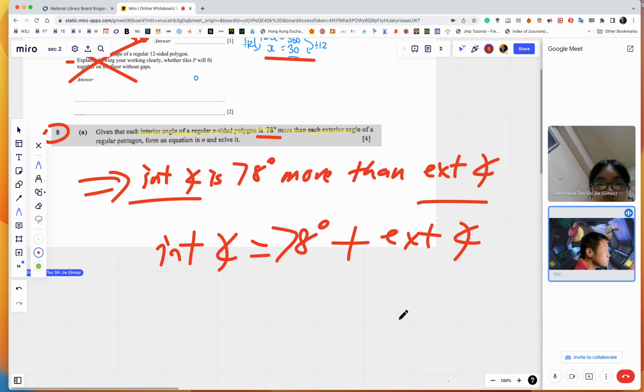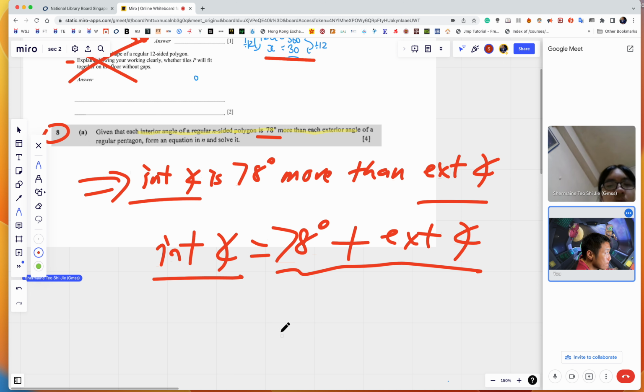Does it make sense or not? Yeah. So interior angle is 78 plus exterior angle. So that means this is your interior angle. And what's the relationship between interior angle and exterior angle? They add to 180, right? Yeah. So in a way, this is how you get it.